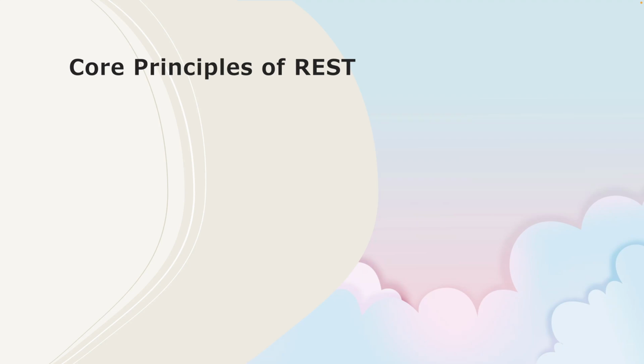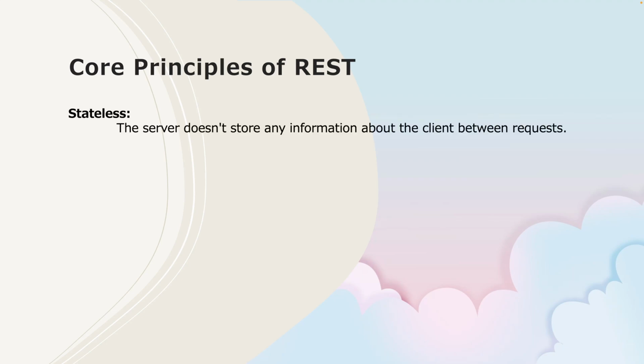The first core principle of REST API is that it is stateless. Statelessness means the server doesn't store any information about the client between requests. It forgets each request after it's done. Remember, in the previous video, we saw the restaurant example, right? So statelessness is like a waiter not remembering your entire order after serving you the food. So that's how it is.